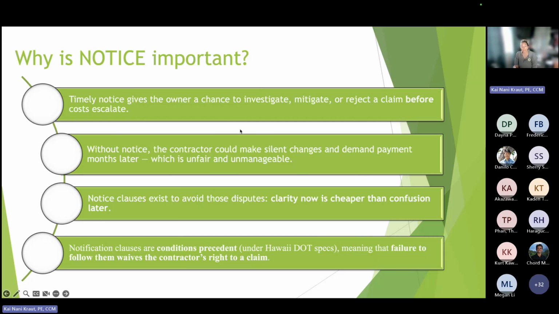Okay, so without notice, the contractor can make silent changes and demand payment months later, which is unfair and unmanageable. How many of you have dealt with that? Notice clauses exist to avoid those disputes. Clarity now is cheaper than confusion later. Notification clauses are conditions precedent. So again, these words, condition precedent, meaning that the failure to follow waives the contractor's right to claim.